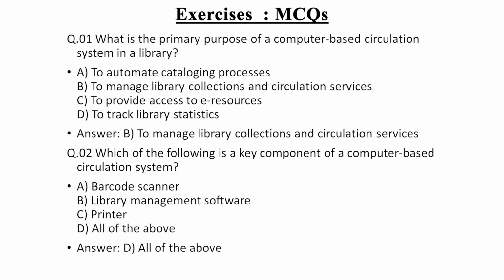What is the primary purpose of the computer-based circulation system in a library? It can be management of library collections. Which of the following is a key component in a computer-based circulation system? It can be a short question also. It is a barcode scanner, library management, printer, all of the above. So this can be shortly answered.